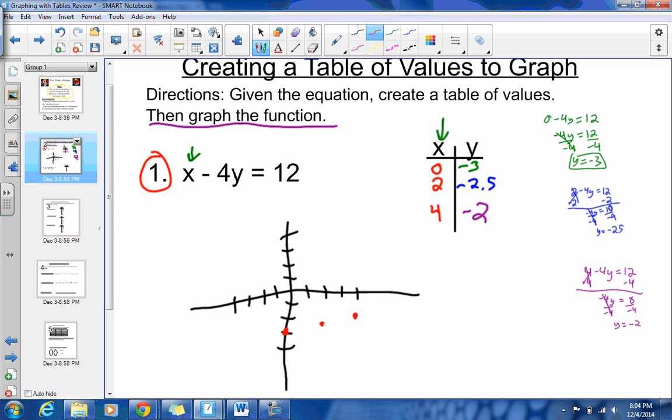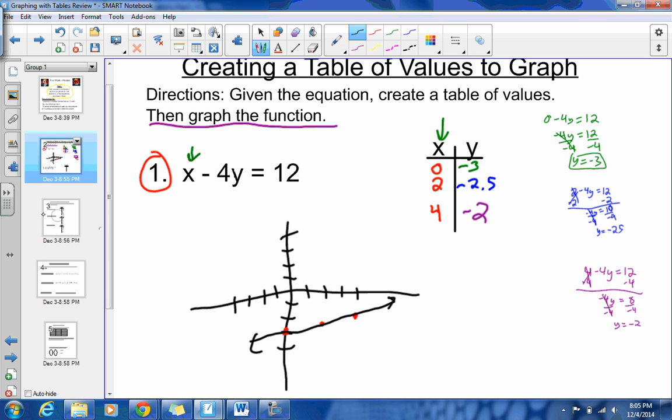All right. And what you need to do with that then is connect the dots and draw a line through it with arrows, because this line really would extend forever. And once you have that, you are done with the problem. That is how you create a table from an equation and graph it. All right, so next section.